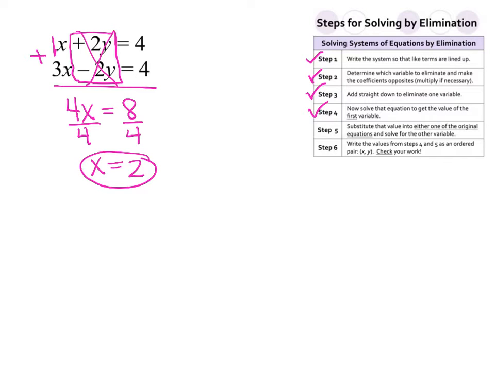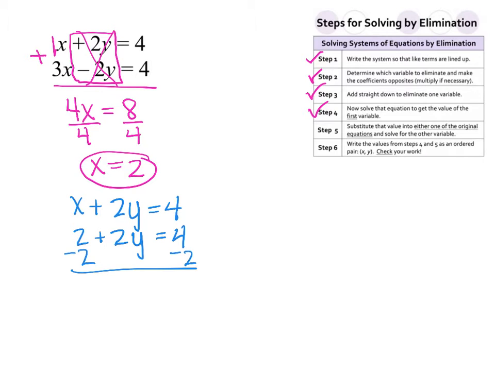Step 5 says substitute that value into one of my original equations. I'm going to use the first one, x plus 2y equals 4. And I'm going to put 2 in for x. So 2 plus 2y equals 4. And now I want to get y by itself. So I'm going to subtract 2. 2y is 2, and when I divide by 2, I get that y is 1.